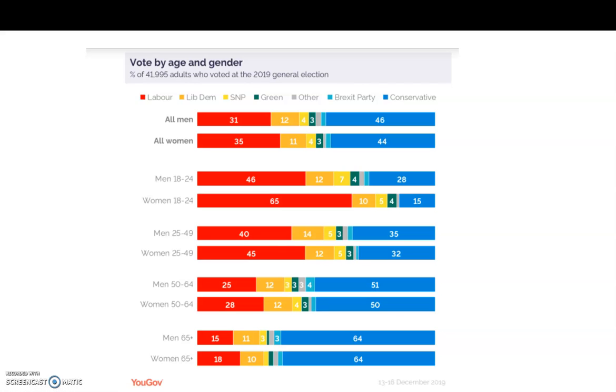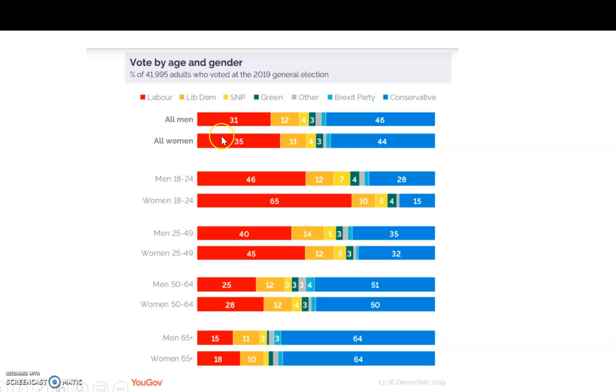In terms of age and gender, this is the 2019 election. In terms of gender for 2019, which is what we started off talking about, all men: 31% of all men voted Labour, 46% of all men voted Conservative. So again, there is a 15-point lead. On those graphs, it would have been plus 15 for Conservative for men or male voters. And for women, again, not massively different, there's a 9-point lead for Conservatives. So Conservatives 44, Labour 35.